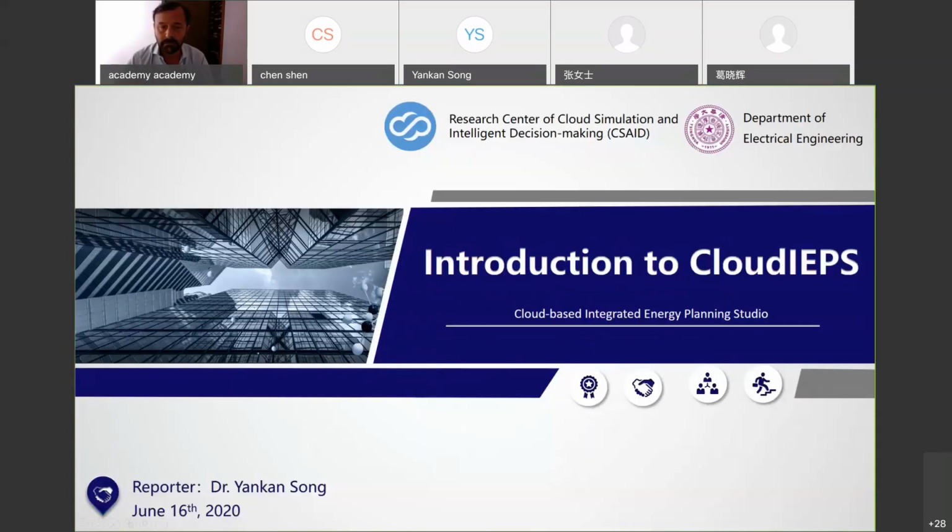Okay, good afternoon, ladies and gentlemen. My name is Yang Song from Professor Shen's research team. And I will follow Dr. Shen's report, and I'm glad to further introduce one of the platforms we developed, the Cloud IEPS platform. The IEPS, which is short for Integrated Energy Planning Studio.